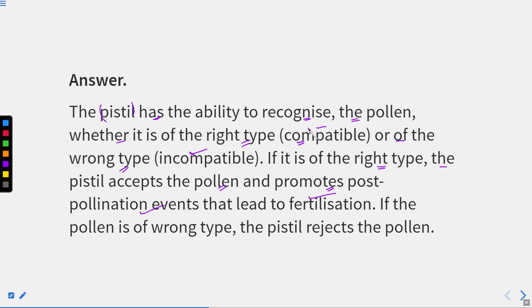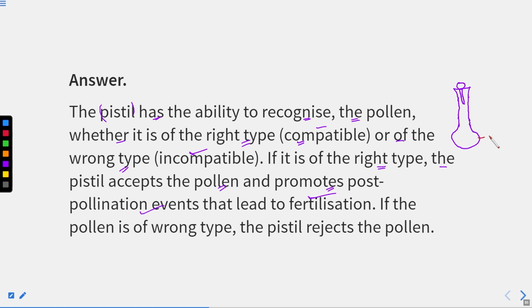So if the pollen is compatible, if it is of the right type, then the pollen will germinate and produce the pollen tube, and the pollen tube will carry the two male gametes, which will then fertilize the egg cell. So what happens here? When the pollen lands on the stigma, if this is the stigma here, then the pollen will germinate and form the pollen tube. So this is the pollen tube, which travels through the style. This is the style, and then it finally reaches the ovary.